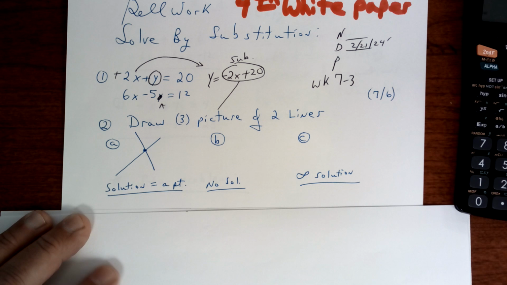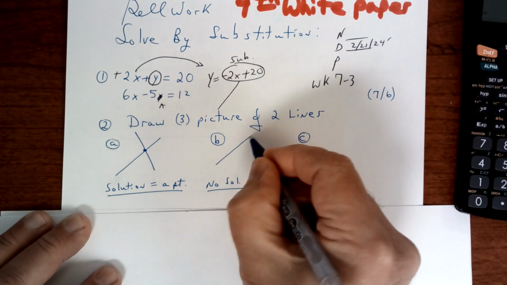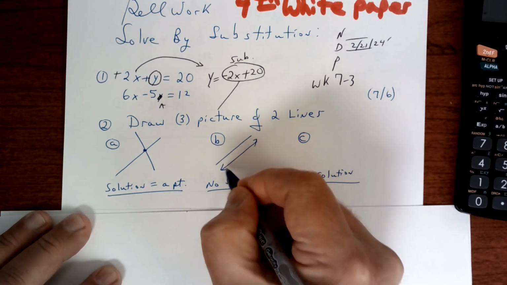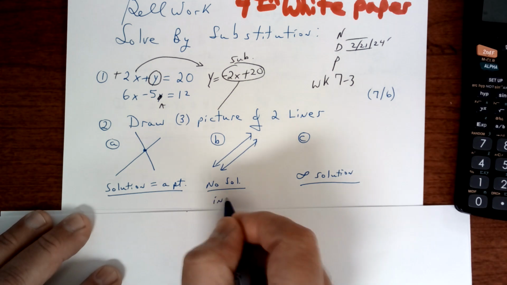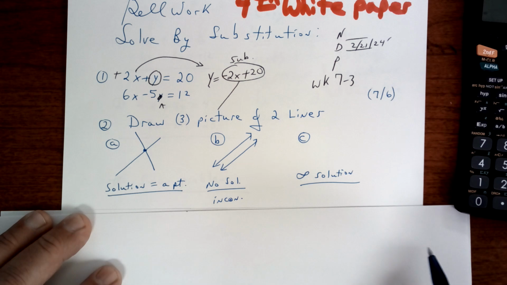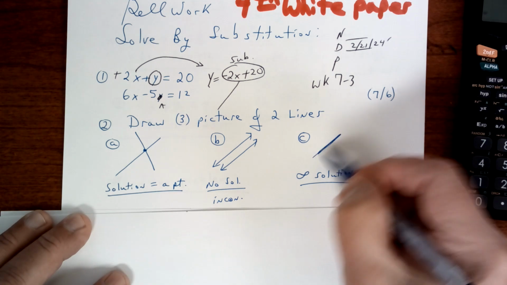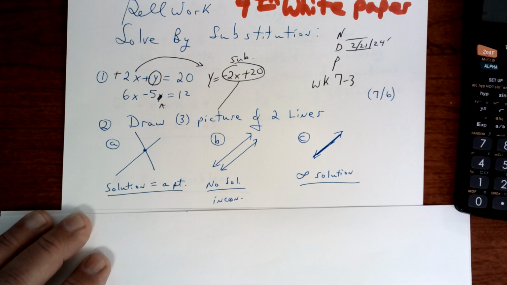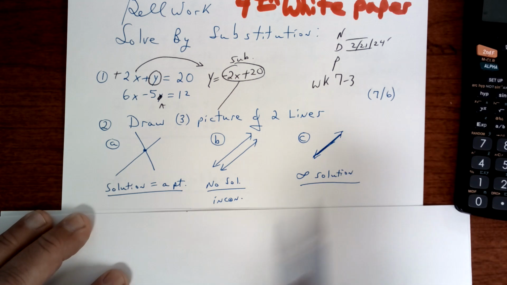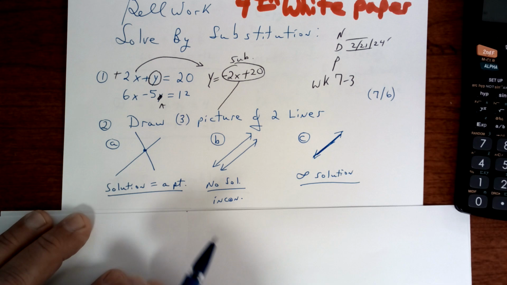You could have it where the lines are parallel and there's no solution. They don't intersect. This would be inconsistent. And then you could have it where they overlap. Okay? So this would be infinite number of solutions. Those are the three possibilities. All right, let's move on.